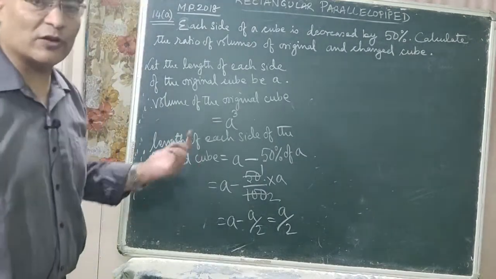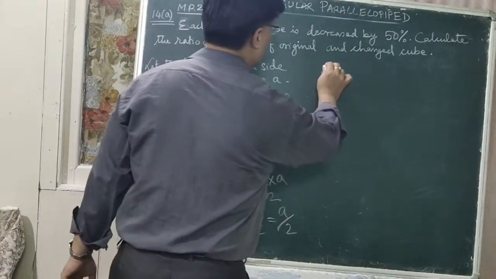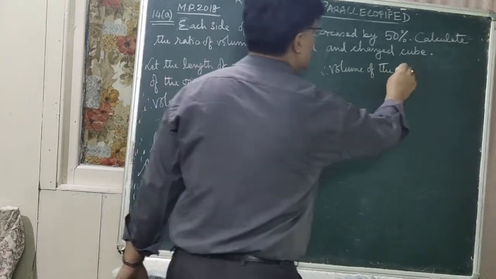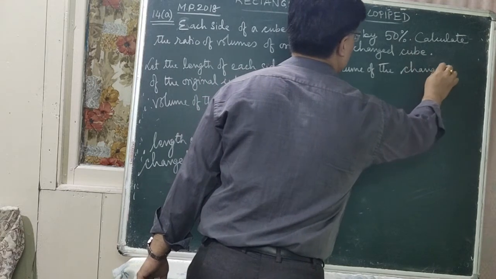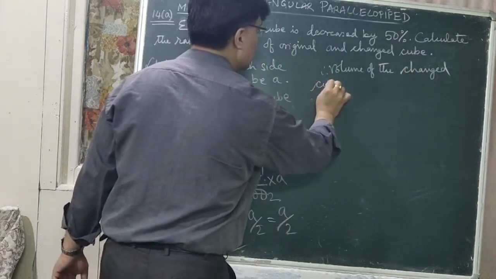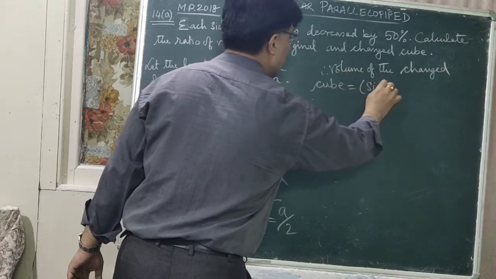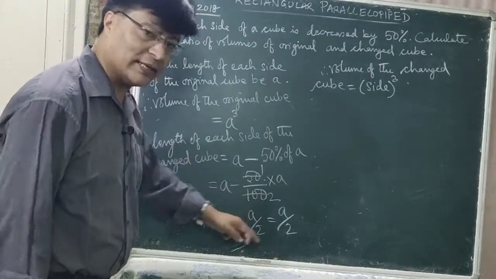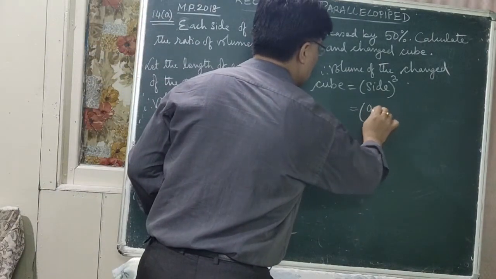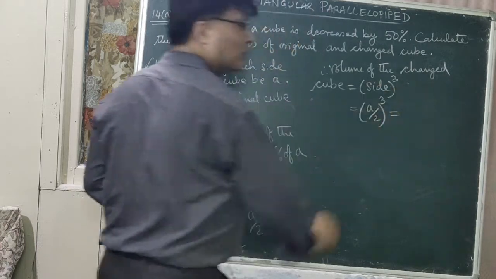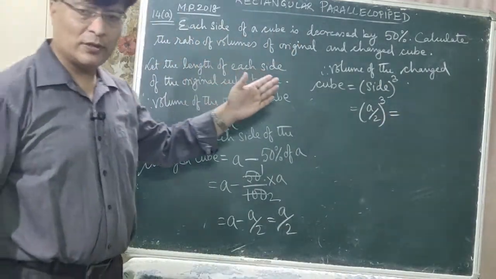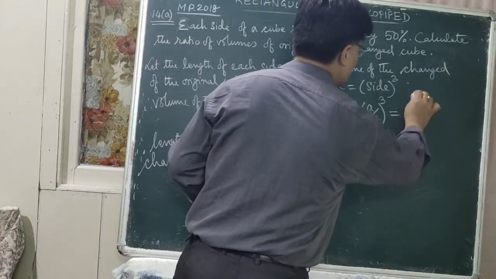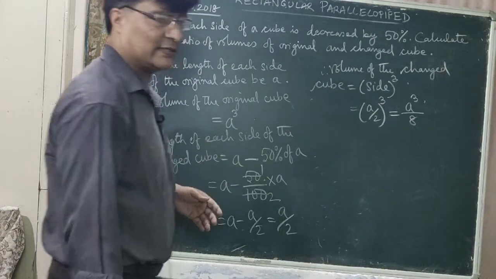So now let us find out the volume of the changed cube. So volume of the changed cube is equal to the formula, you may write it as side whole cube, or you may write a cube as formula. What is the value for a here? That is a by 2. So which is equal to a by 2 whole cube. What is a by 2 whole cube? This cube is for both numerator as well as denominator. So which is equal to a cube divided by 8.